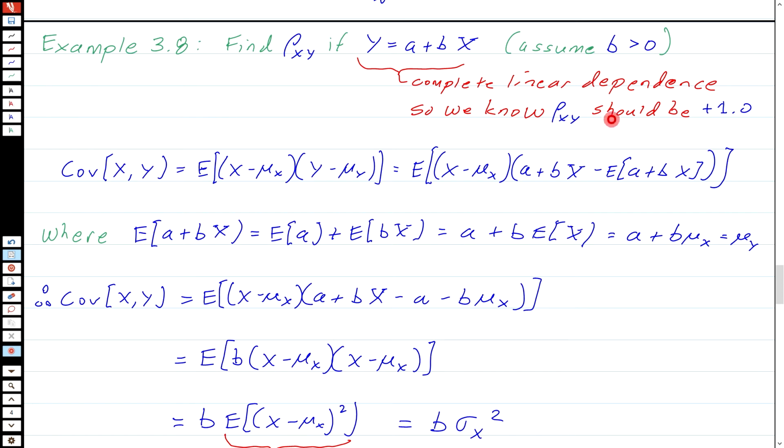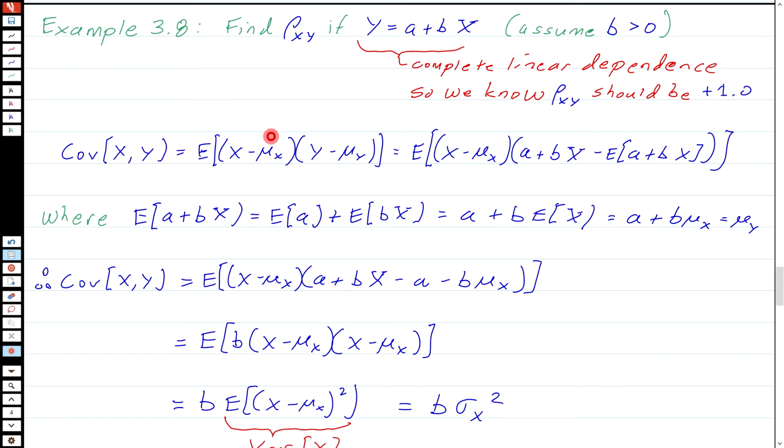Okay, so let's just step through the details to solve this. We already know what the answer should be. Let's just make sure that the math tells us that. So covariance between x and y is defined as the expected value of x minus its mean times y minus its mean. And now I can write expected value of x minus mean and then replace y with what it's equal to, so a plus bx. The mean of y then is the expected value of a plus bx. Okay, and then everything inside the expectation operator.